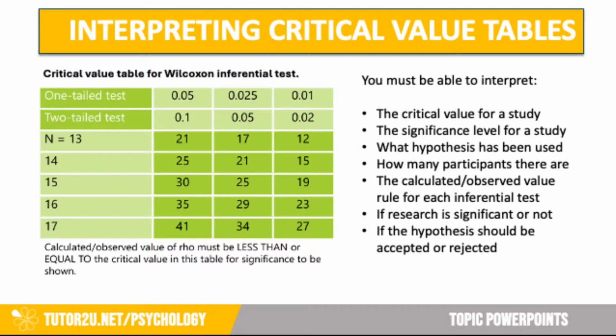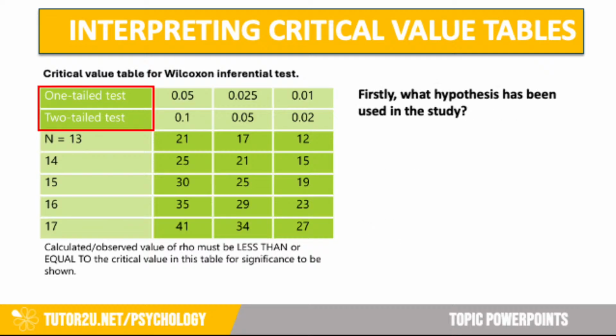And then on the basis of that, and we're going to go through how to do it in a minute, if the research is significant or not, and then if the hypothesis should be accepted or rejected. Okay, so if we look at that a little bit more slowly, your first question you need to ask yourself is what hypothesis has been used in the study. So in the blurb for the question, it will tell you that.